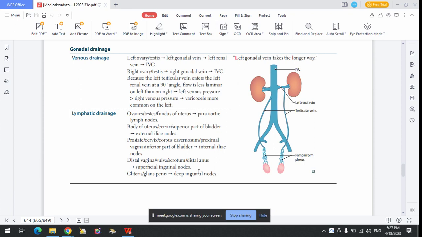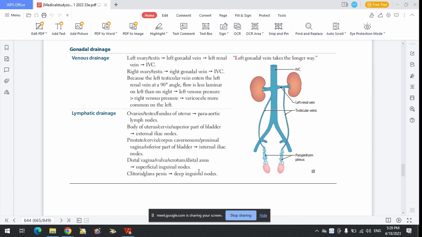Then you now go back to internal iliac. I already know that the superior aspect of the bladder is drained by the external iliac. So the inferior aspect of the bladder will be drained by internal iliac and some proximal structures. What are these proximal structures? Proximal vagina, proximal anal canal, then prostate. Then if you want to remember your corpus cavernosum, you remember it. So I think that's the easiest way you guys can do it, or what do you guys think?